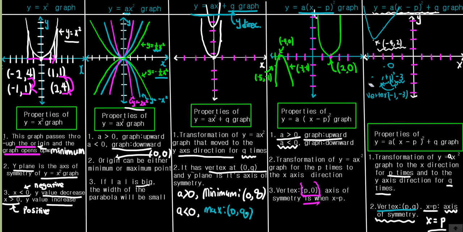So if we actually graph it, I'll write our function here: y is equal to negative x plus 1 squared minus 3.